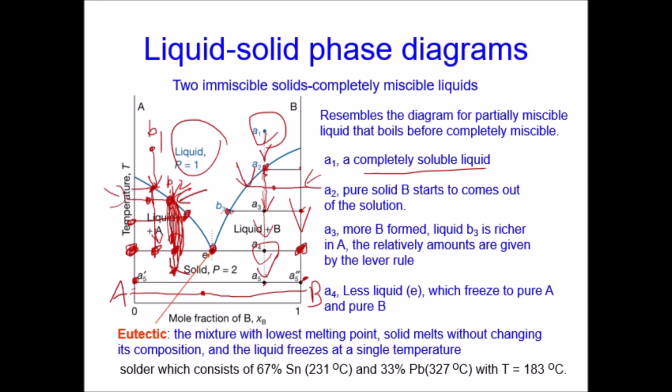Now point E here is a special point. It's called the eutectic composition. This is the mixture with the lowest melting point, and the solid melts without changing its composition. For example, if you start at this point with the eutectic composition and heat it until the melting point, it starts to melt and then immediately becomes liquid. So the melting point is very sharp, not a range but a sharp melting point. All the solid will melt immediately and become liquid.